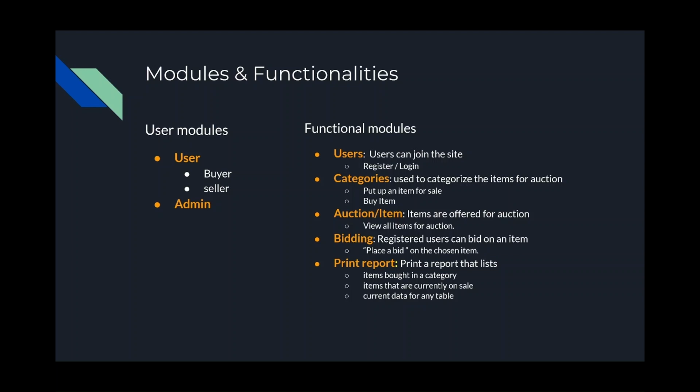We have put up an item for sale or buy item functionality, where items that can be put up for sale or buy are categorized in categories like automobiles, antiques, and watches. We also have view all items for auction functionality, where registered users can view all items for auction. We have a place a bid functionality. Only registered users can bid on an item.